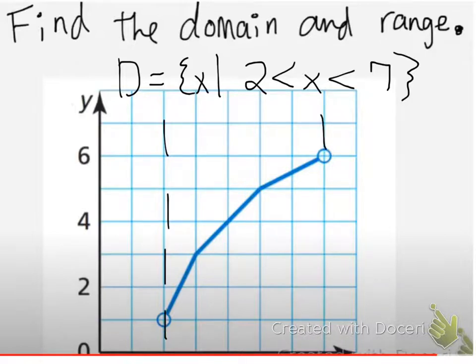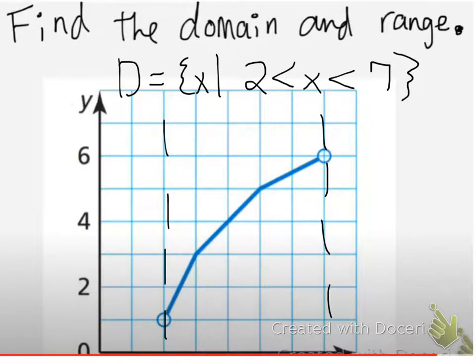in my domain, correct? Why are they not included? They got open dots, right? So they go all the way to 2, but 2 is not included. It goes all the way to the numbers up to 2, but not 2 itself. And all the numbers up to 7, but not 7 itself. So it's all my values that are greater than 2 and less than 7 at the same time. Does that make sense for my domain?